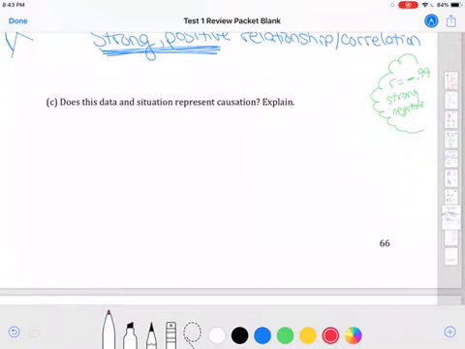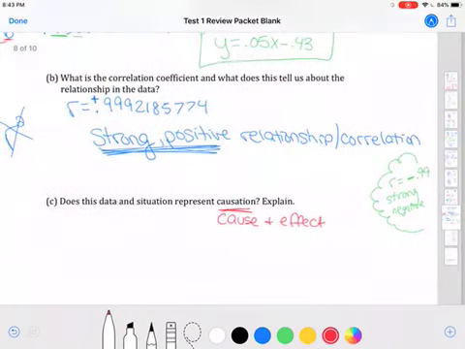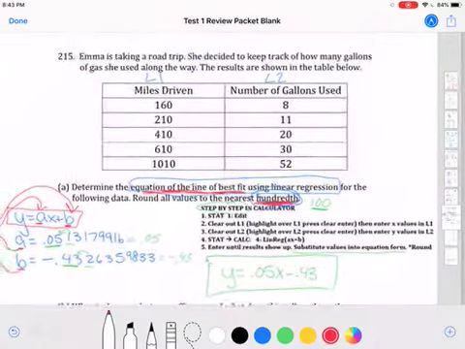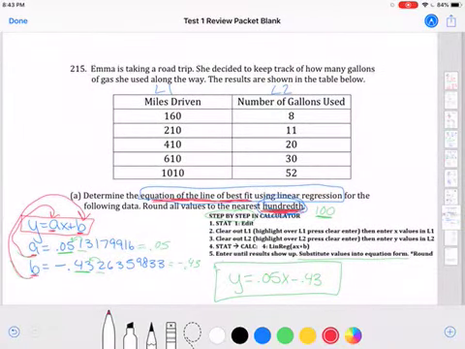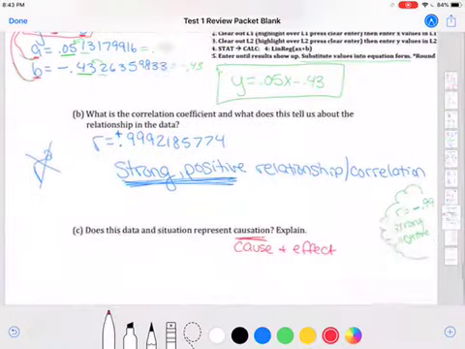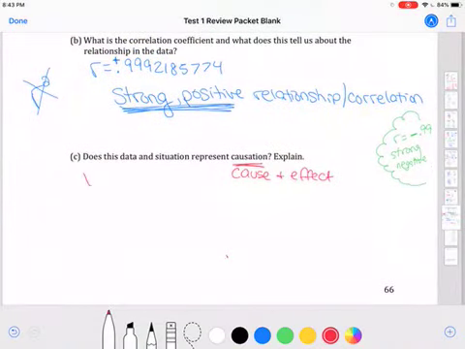Okay. Part C, does this data and situation represent causation? Remember what causation means is that it has a cause and effect relationship. It's kind of in the word. Causation is cause and effect. So I'm going to go back up to this problem. We're talking about the miles driven and the number of gallons of gas used. Does it make sense that driving more miles causes the number of gallons used to change? It absolutely does. So this one does represent causation.